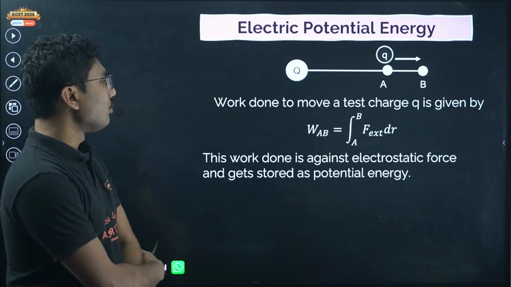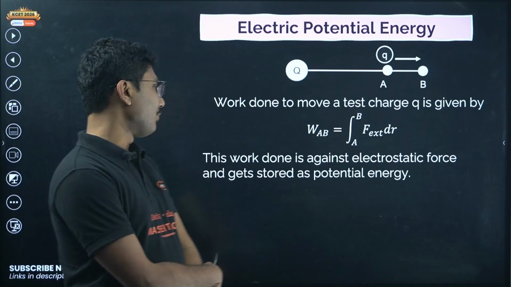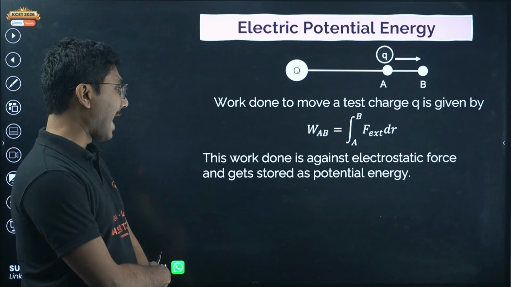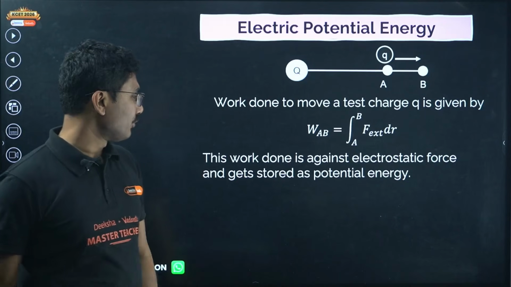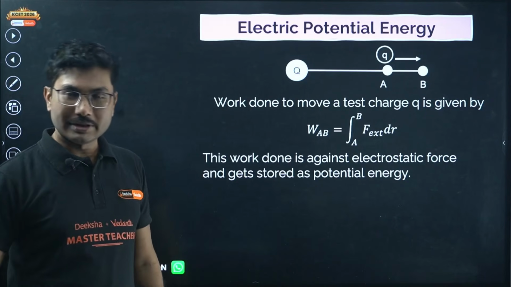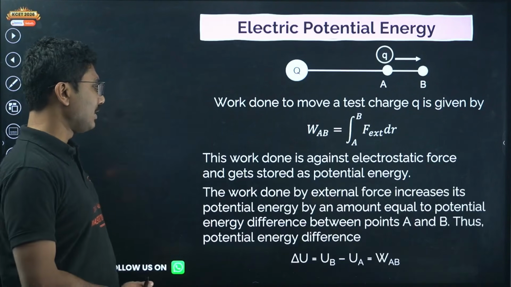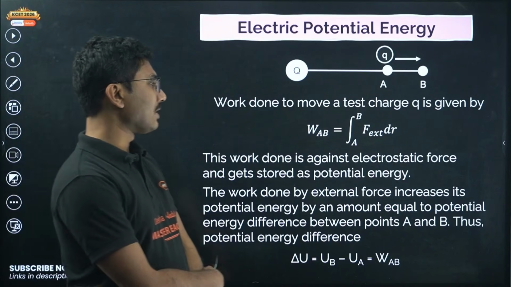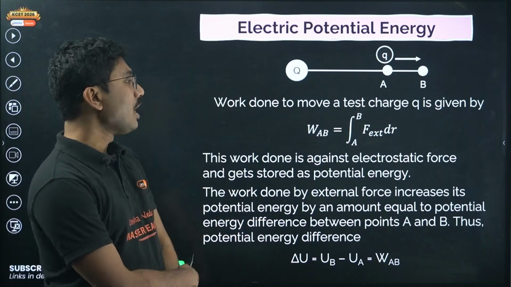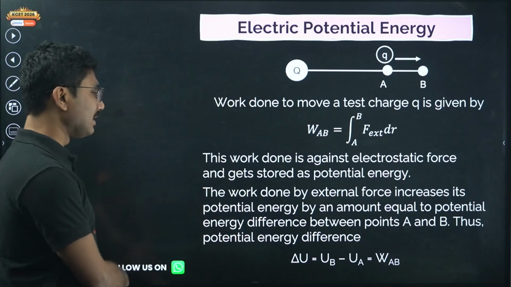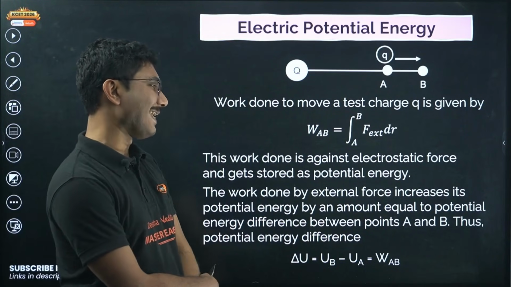Next, this work done against electrostatic force gets stored as potential energy. So this is the work done against electrostatic force, and it is stored in the form of potential energy. The work done by the external force increases its potential energy by an amount equal to the potential energy difference between the points A and B.